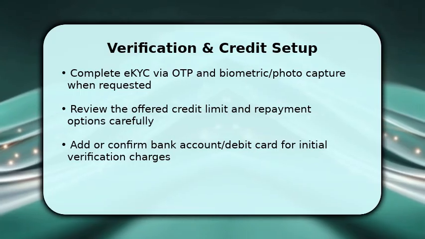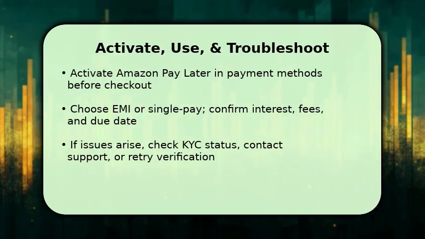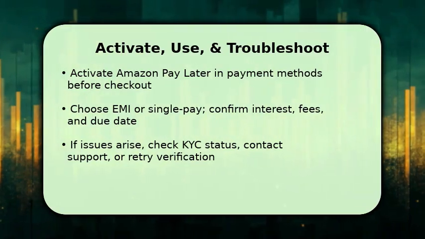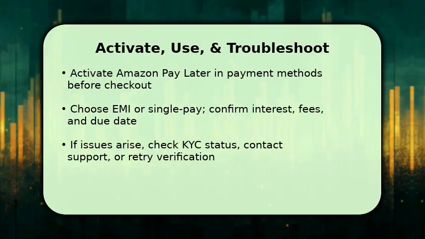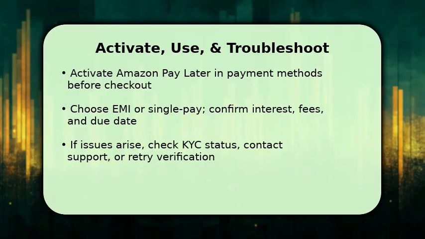Once approved, activate Amazon Pay Later in your payment settings and select it at checkout. Choose single payment or EMI, confirm interest rates, processing fees, and the exact due date before confirming the order. Make sure auto-pay settings are set if you want automated repayment.